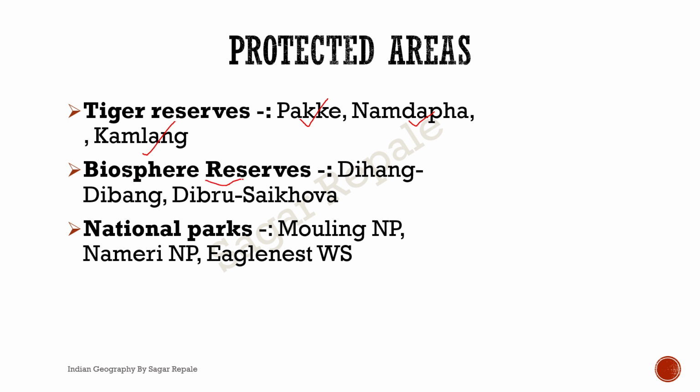Then, about biosphere reserves, there are two: one is the Dihang Dibang Biosphere Reserve, and the second is the Dibru Saikhowa Biosphere Reserve. About Dihang Dibang, these are basically rivers, and between them, in the Doab, we have this biosphere reserve. And there are some national parks like Mouling National Park and Nameri National Park, and we also have one wildlife sanctuary, Eagle Nest Wildlife Sanctuary. So these are the important protected areas present in the Arunachal Himalaya.